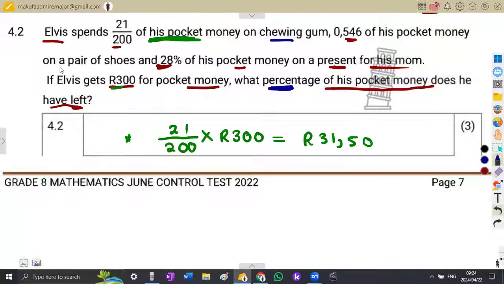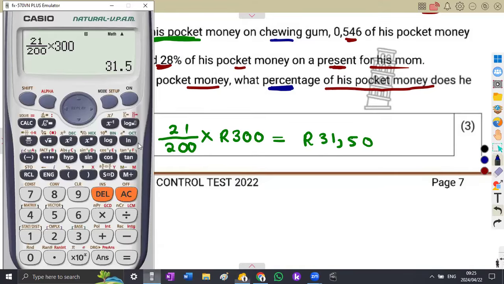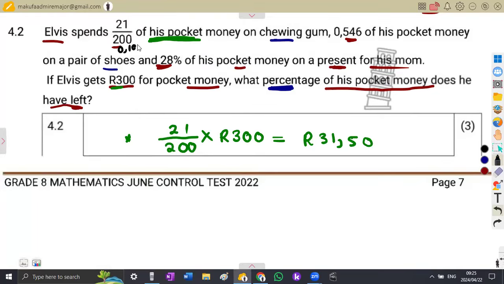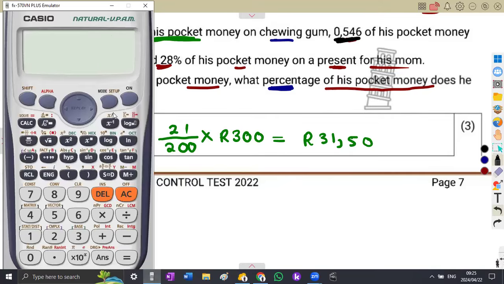Then we move on to the pair of shoes. He used 0,546. They gave us a decimal. Remember, a decimal is also a fraction, just like what we had, 21/200. They could have said here, he used 0,105 of, just like here. They can give it to you in different forms just to confuse you. It's a fraction, it's a decimal, it's a percentage, one and the same thing. You just multiply this decimal as it is. Don't even change it to a fraction.